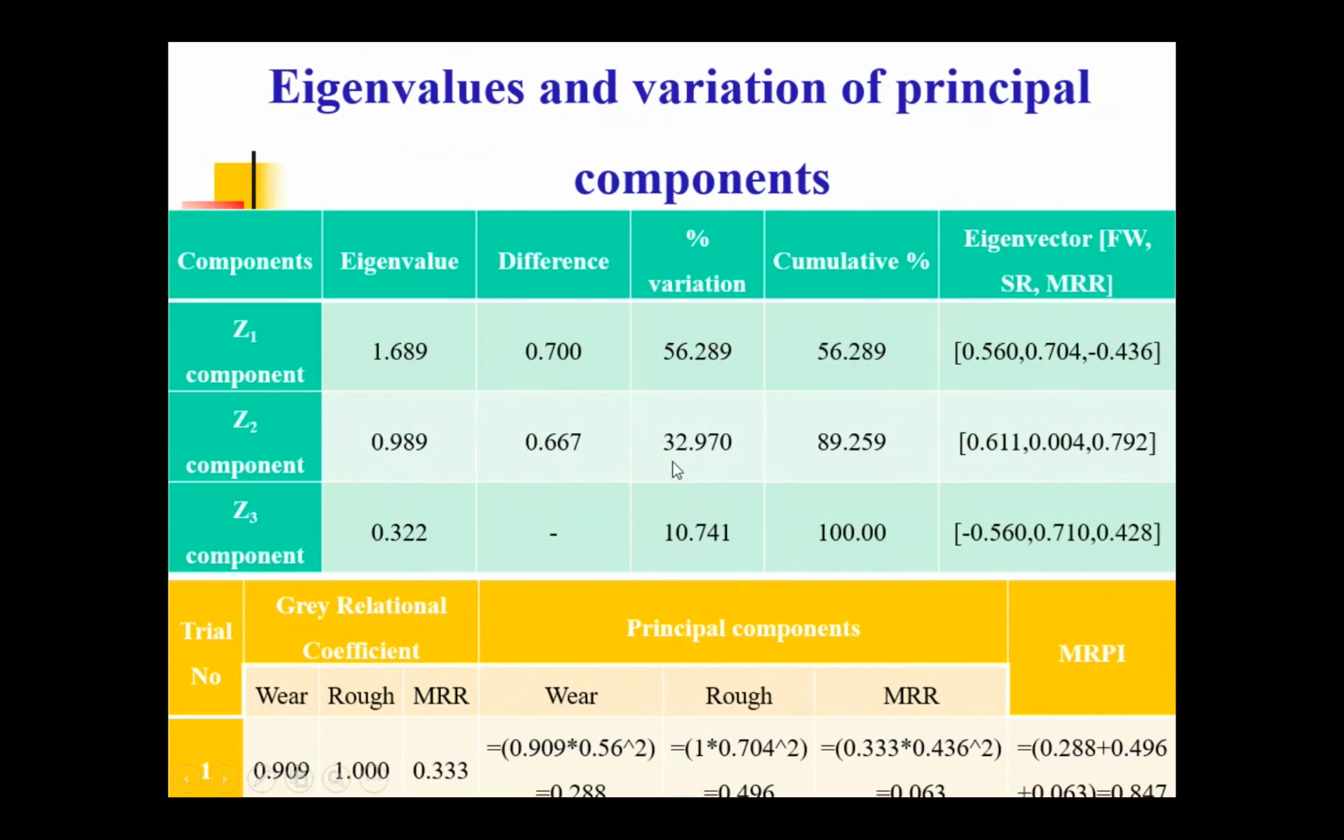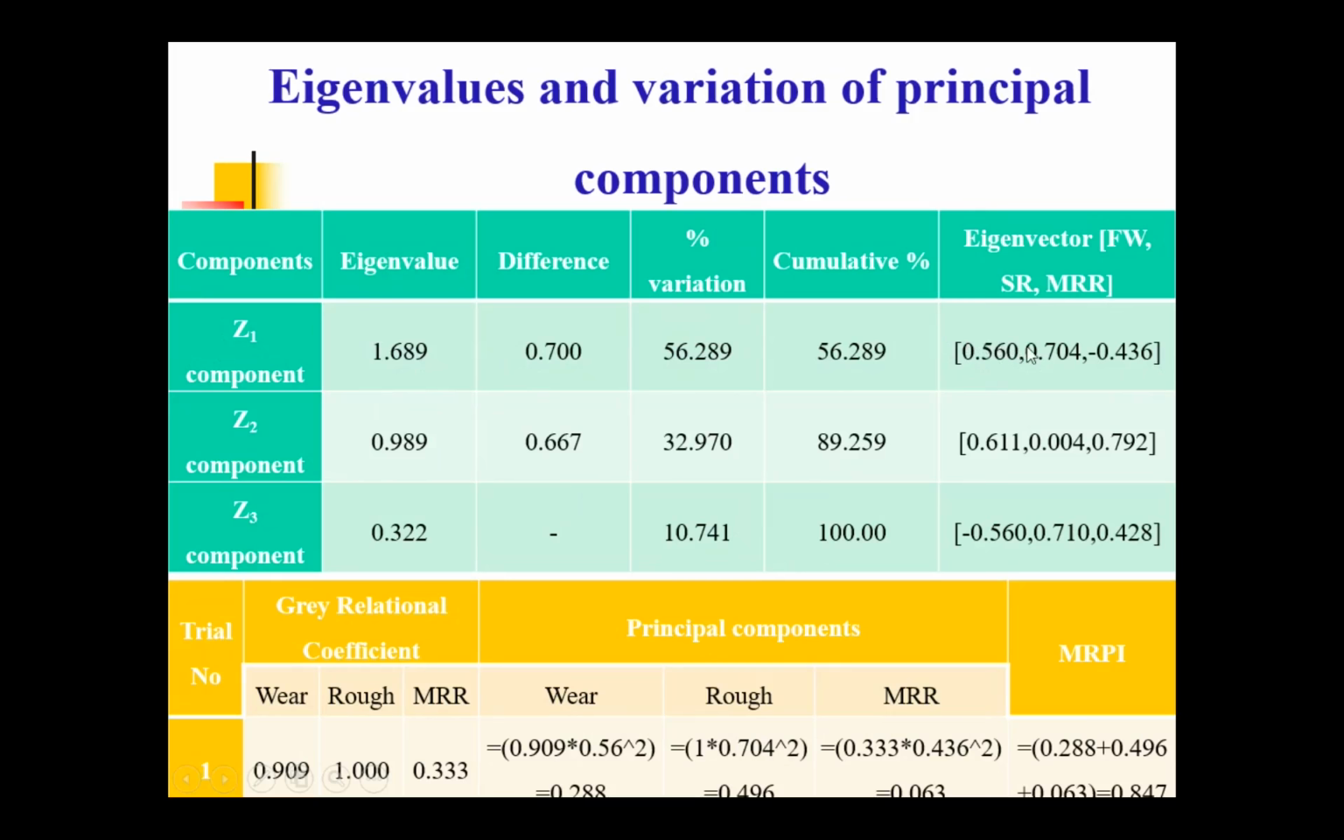Then adding this with the next percentage variation, it becomes 89.27. This 56.289 plus 32.970 forms the cumulative percentage. Now adding the last one will give 100%. So we have to select the component that has the highest eigenvalue. Here principal component 1 has the highest eigenvalue, so I am going to select this eigenvector.